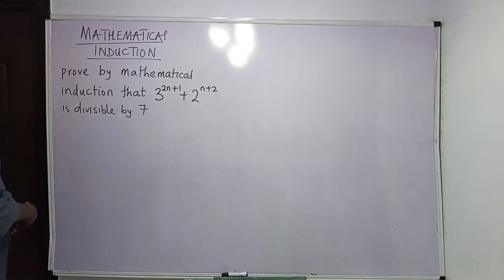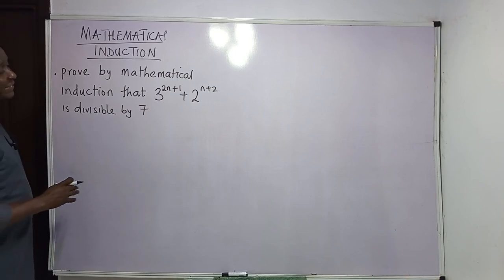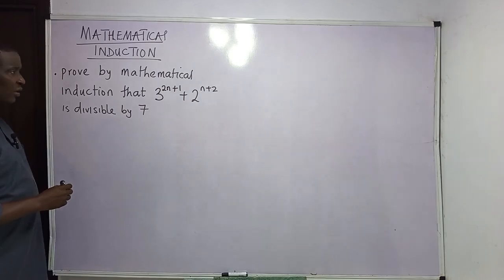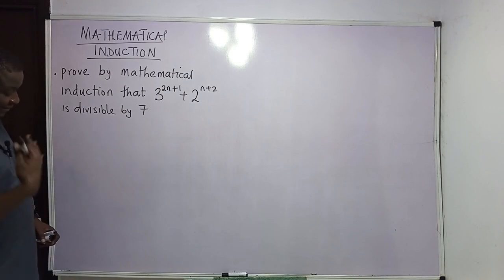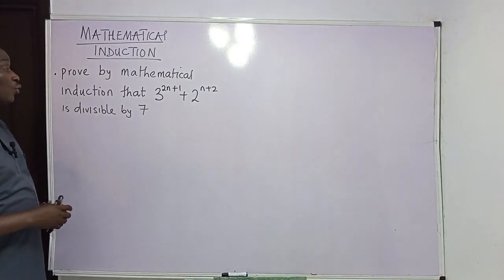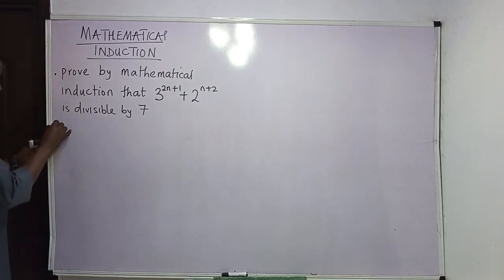We want to look at other technical questions about mathematical induction. And in this video, we are going to be looking at this particular one, which is: prove by mathematical induction that 3^(2n+1) + 2^(n+2) is divisible by 7. Now, this is a question given to us, and we want to go through it step by step.